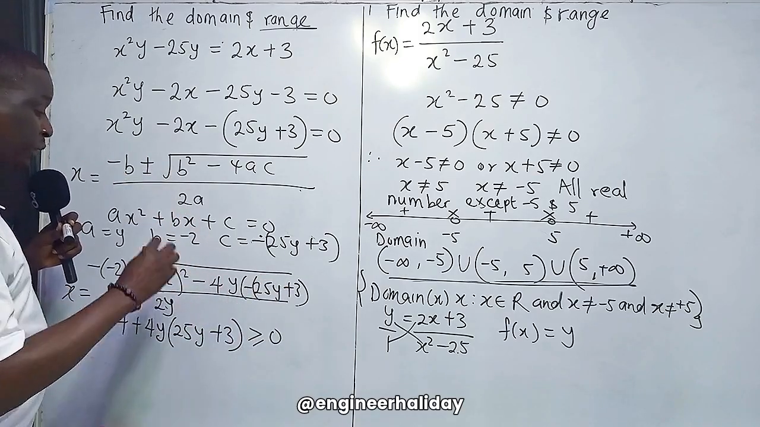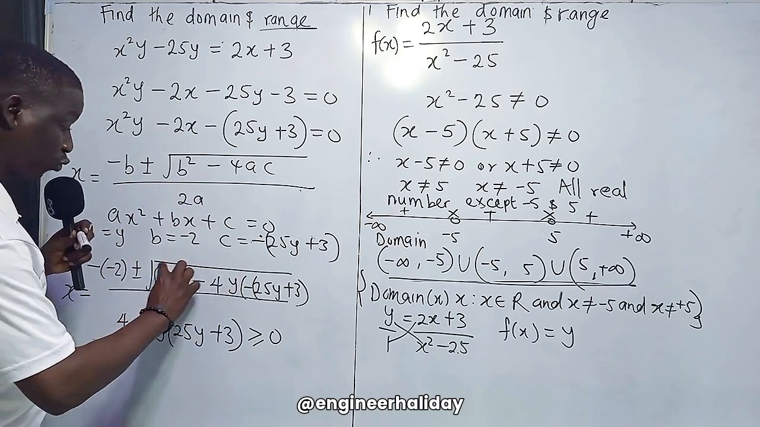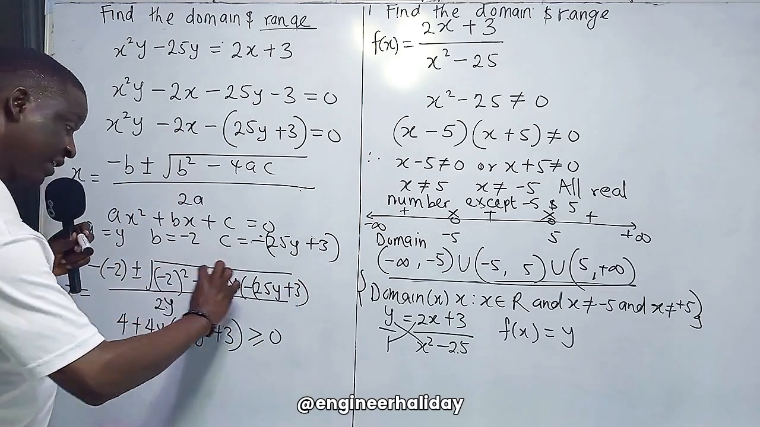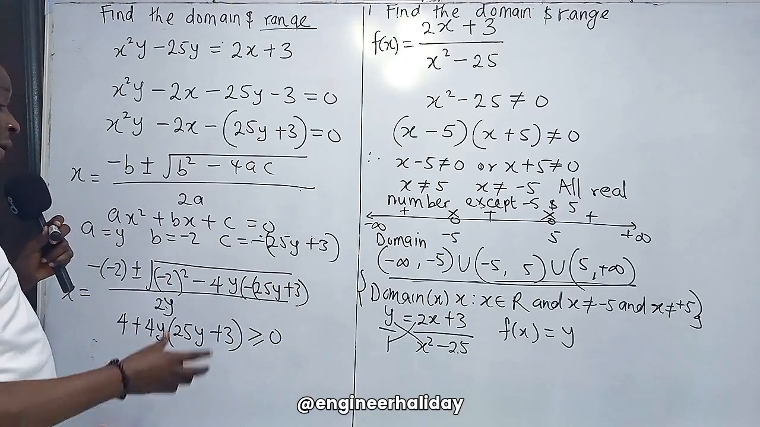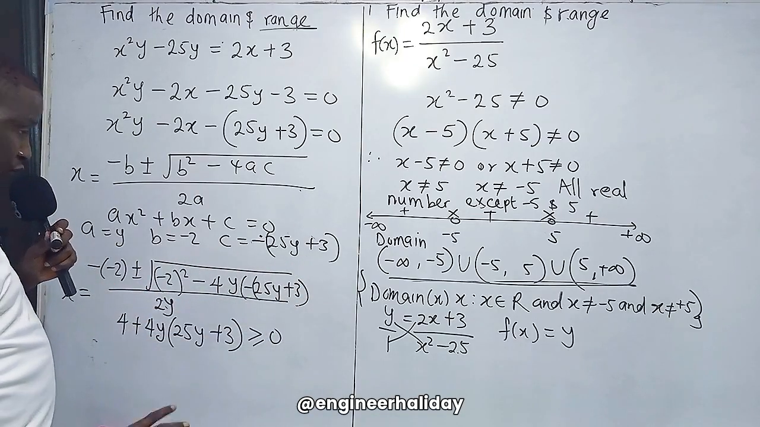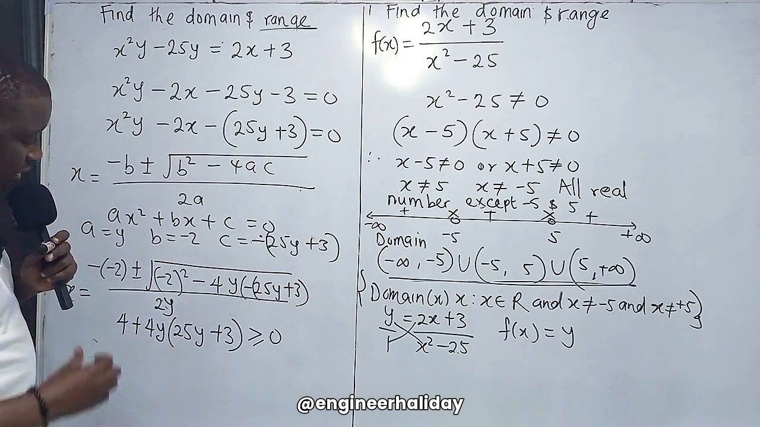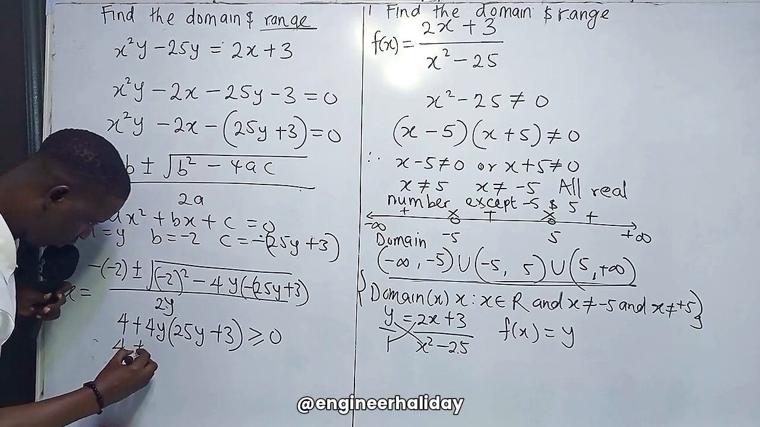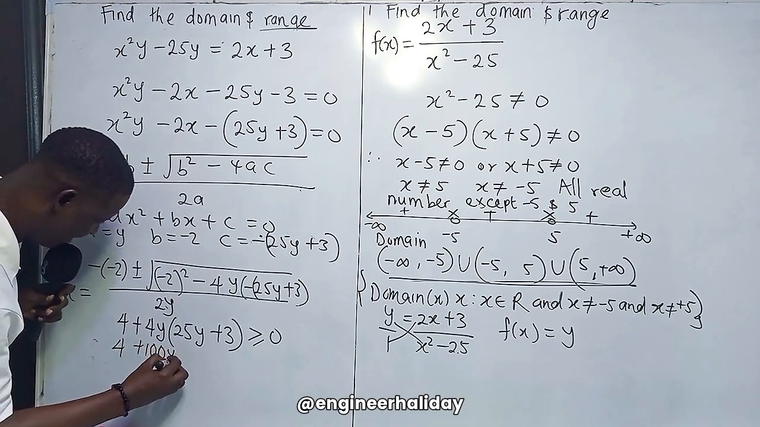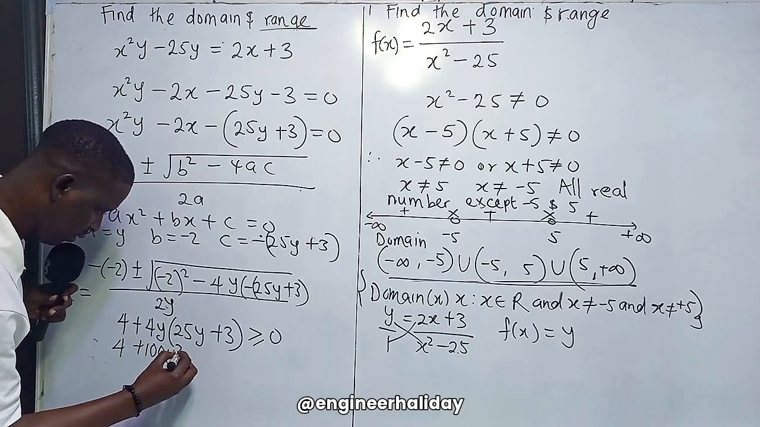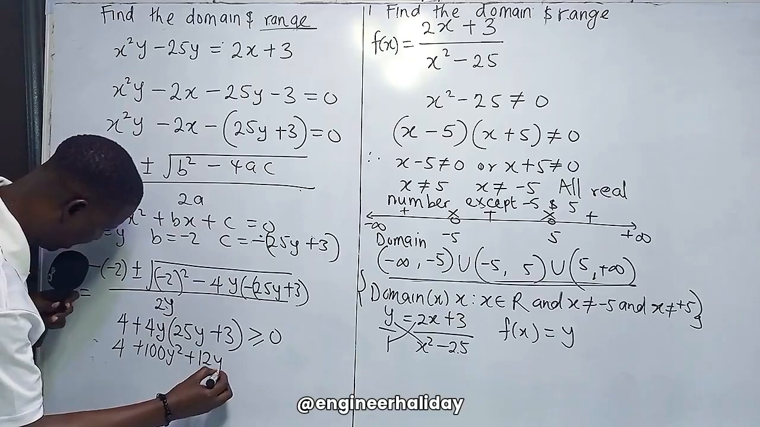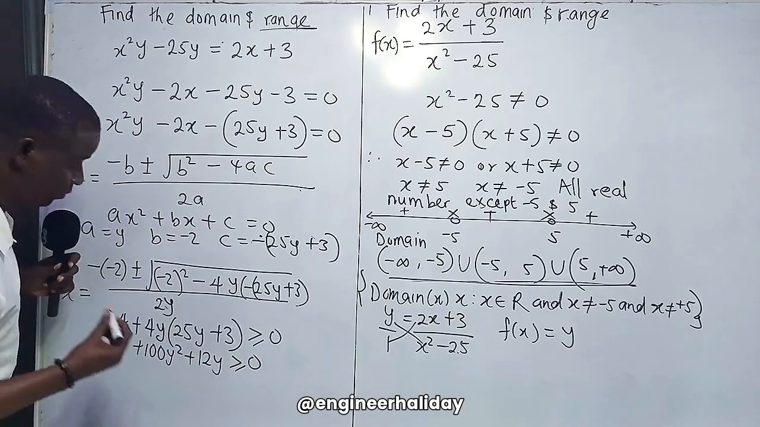So what I want to do now is to consider this to make sure that it is defined, because the square root can never give us a negative number. The square root of this thing can never give us a negative number. But we want to check through our formula. Now, let's see. 4 plus 100y squared plus 12y is greater than or equal to 0.